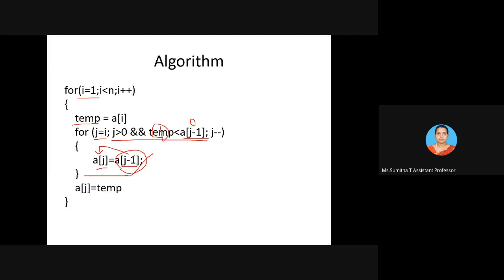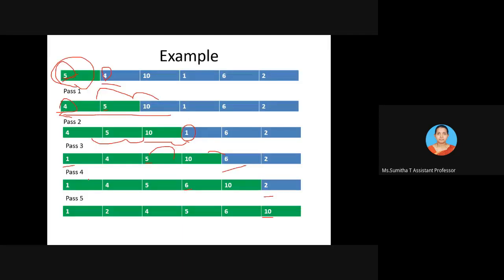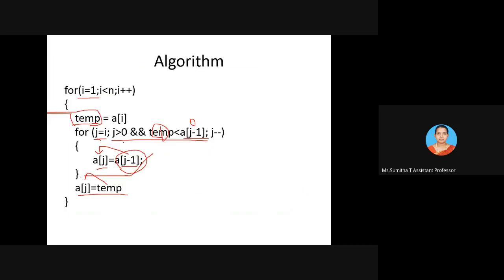Otherwise, if that is not the case, we just keep temp as a of j. Which element is in temp? The first position element, a of 1, which is already at j, right? So we can just keep the same element at a of j. This is the way we can implement the insertion sort. Is it clear? This is the difference condition. Otherwise, we go with the simple steps only.